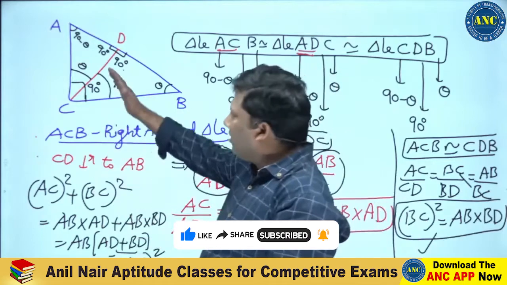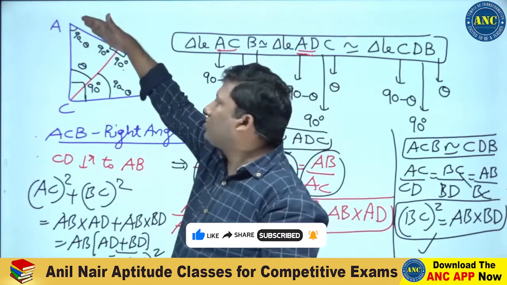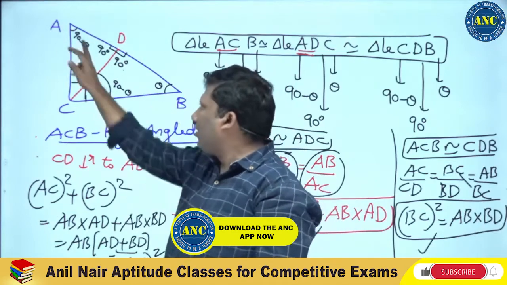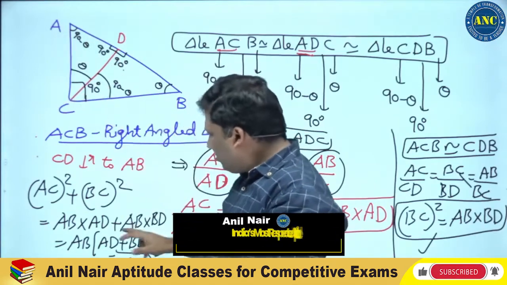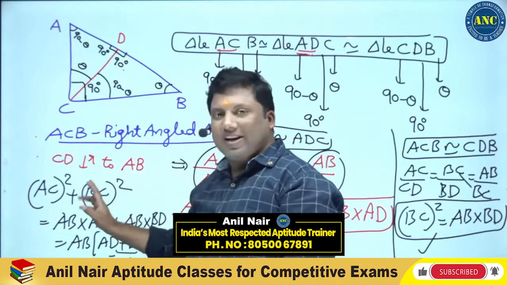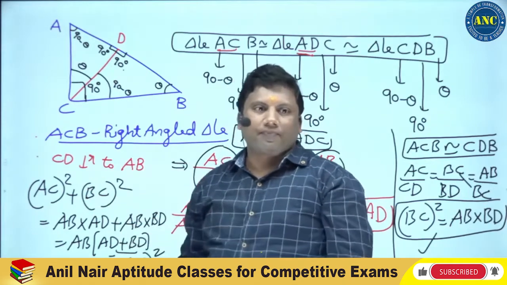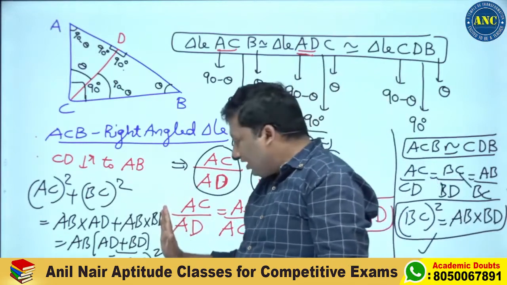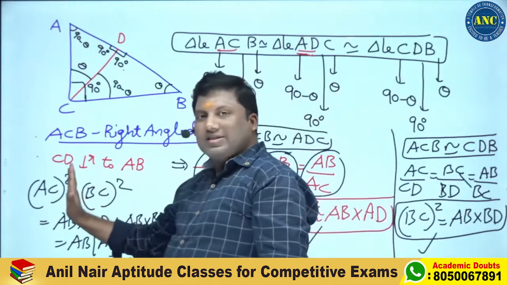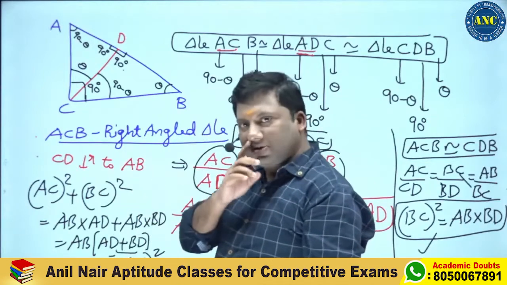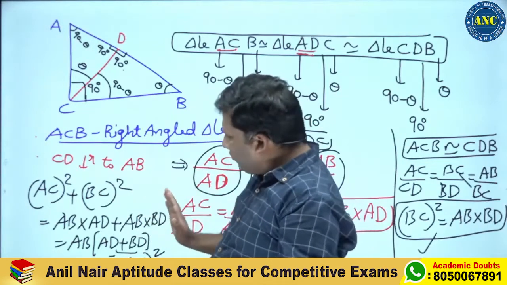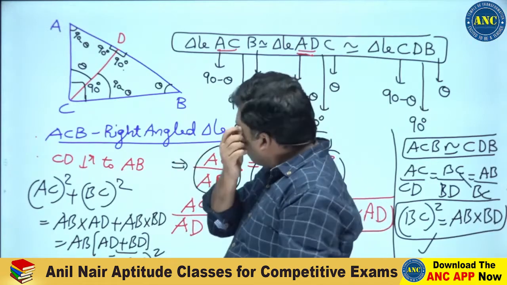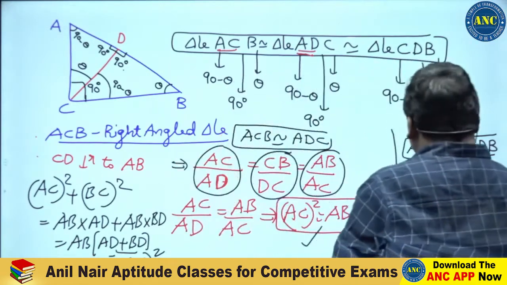What is Pythagorean theorem? Largest side whole square is AB whole square, equivalent to AC square plus BC square. I hope the idea is very, very clear, right? This is how Pythagorean theorem came into picture.